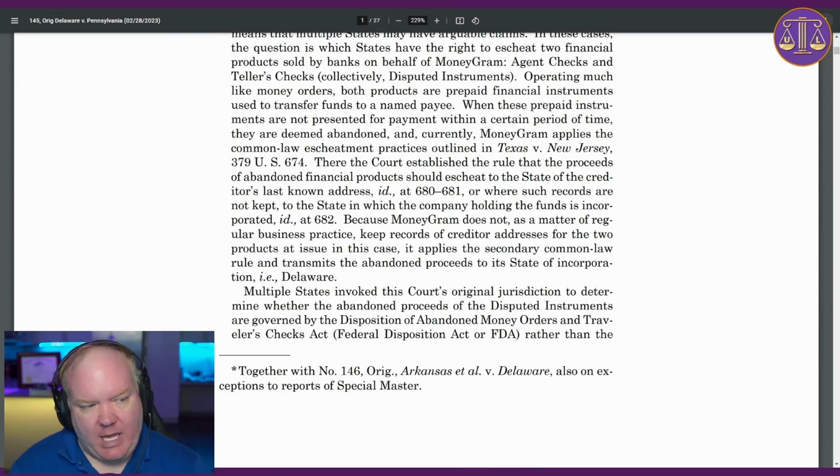The court established the rule that proceeds of abandoned financial products should escheat to the state of the creditor's last known address, or where such records are not kept, to the state in which the company holding the funds is incorporated. Because MoneyGram does not, as a matter of regular business practice, keep records of creditor addresses for the two products at issue, it applies the secondary common law rule and transmits the abandoned proceeds to the state of incorporation, that is Delaware. Okay, so what we have going on is this idea of who's the creditor.